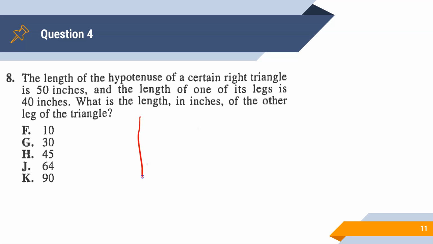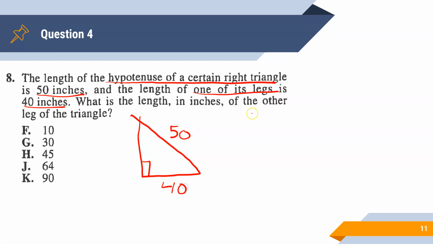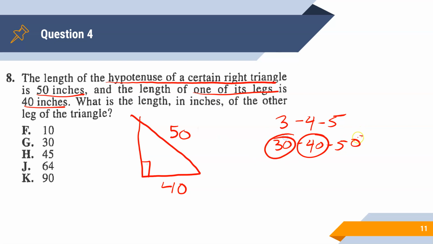All right, well, hopefully we all drew a right triangle. And they tell us that the hypotenuse is 50. One of the legs is 40. Well, this looks a lot like a 3, 4, 5 triple, or a 30, 40, 50. Missing side must be 30. Now, that's a lot faster than doing Pythagorean theorem. Still works. There's nothing wrong with doing Pythagorean theorem, but this is like a quick shortcut to get there.